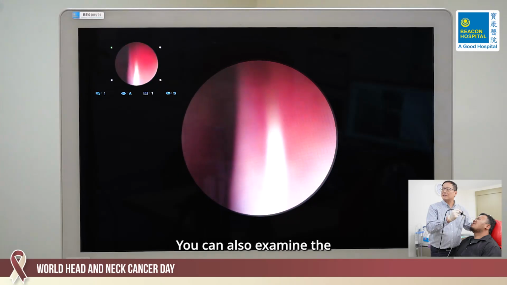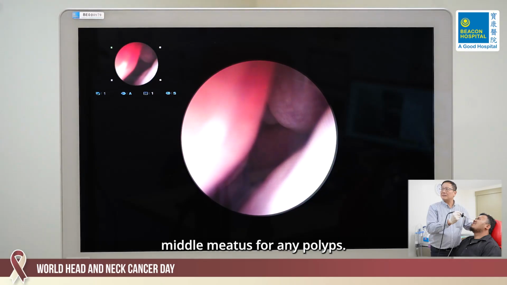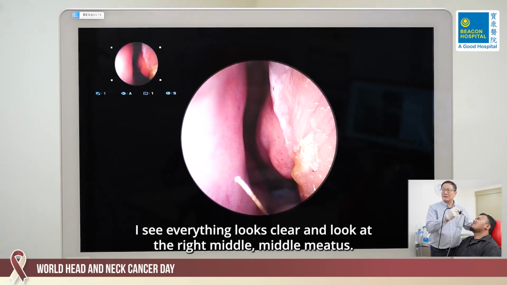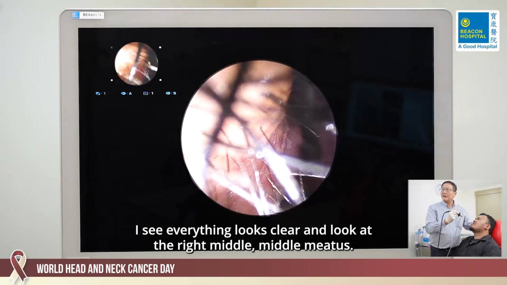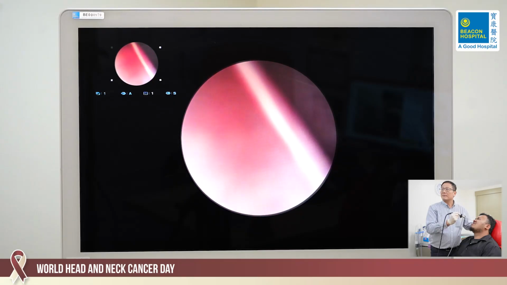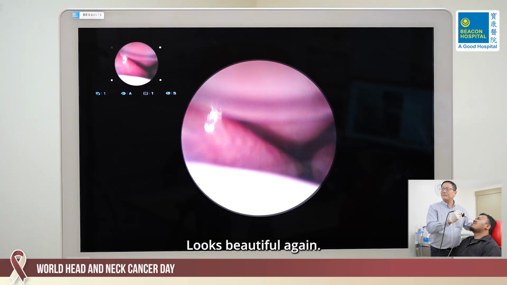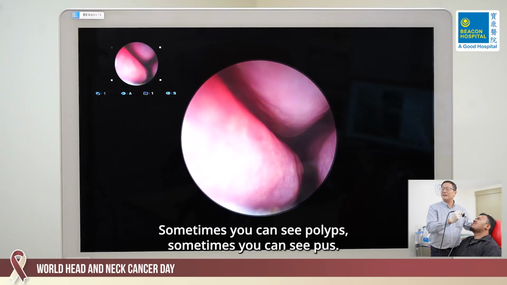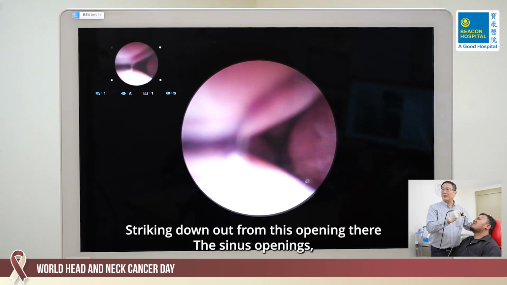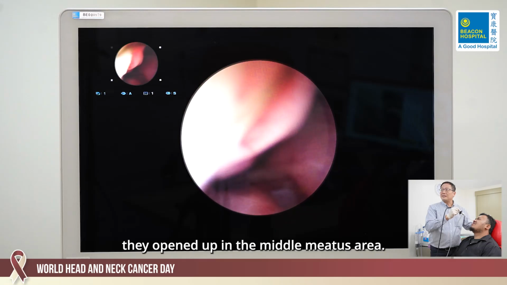You can also examine the middle meatus to look for any polyps, any signs of any infection. I see everything looks clear. And look at the right middle meatus. All right. Again, looks beautiful. Okay, there's no evidence of any infection. Sometimes you can see polyps, or you can see pus streaking down out from this opening there. The sinus openings, they open up in the middle meatus area.